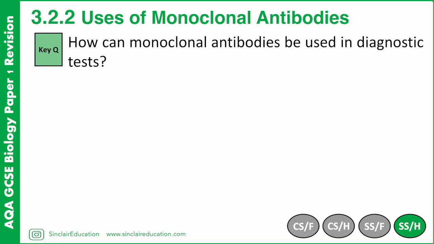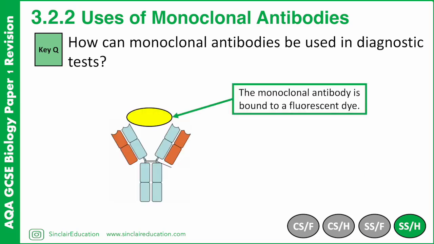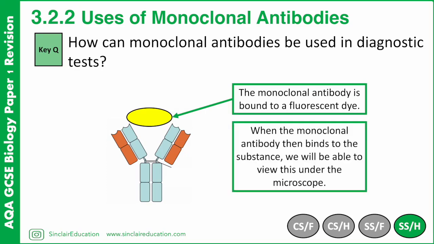We can also use it in diagnostic tests. In this, we are attaching a fluorescent dye to the antibody, and this will make it visible, and we can look at that under a microscope or on a strip test also. So when we're looking at monoclonal antibodies in diagnostics, we attach a fluorescent dye, and when this binds onto the antigen, it will make the substance that had the antigen become visible.